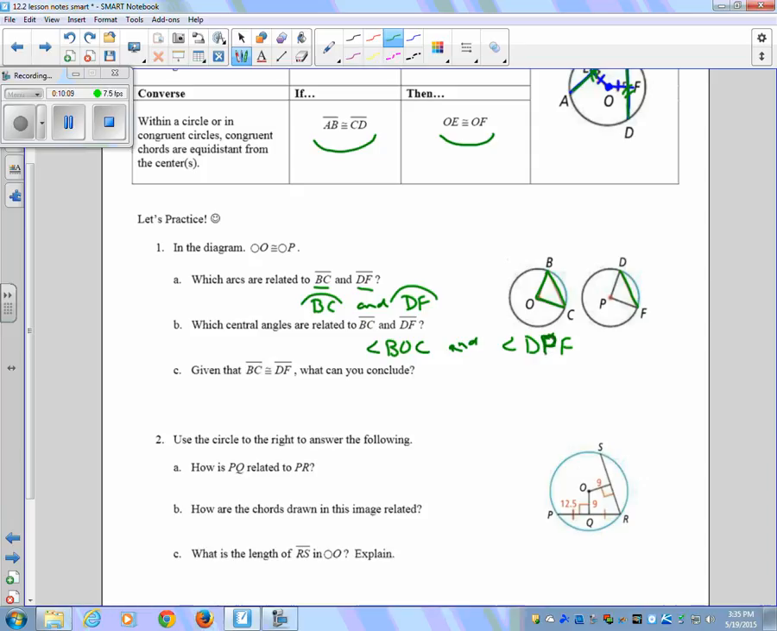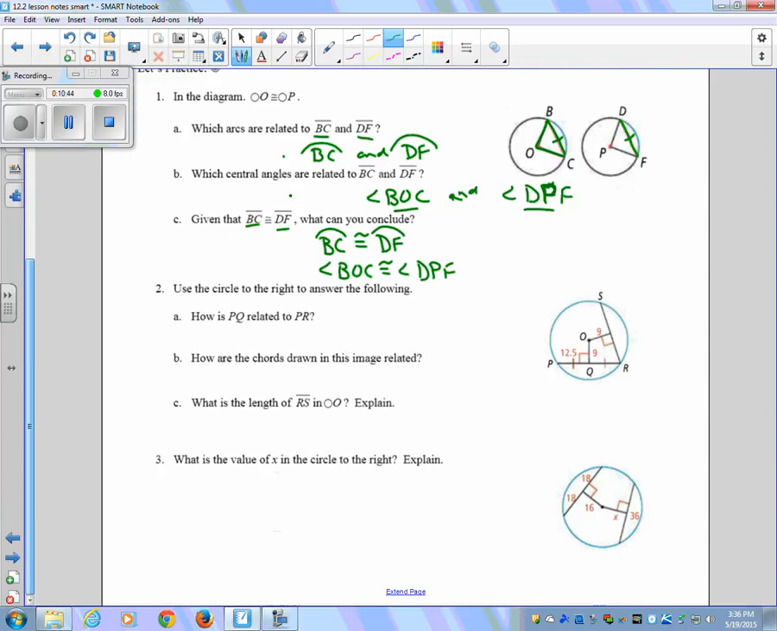Given that chords BC and DF are congruent, what conclusion can you make? Well, we're going to combine these two things. With all those theorems we learned, we could conclude that arc BC is congruent to arc DF. If the chords are congruent, the arcs are congruent. And we could also conclude that the central angles are congruent. BOC and DPF are congruent angles.